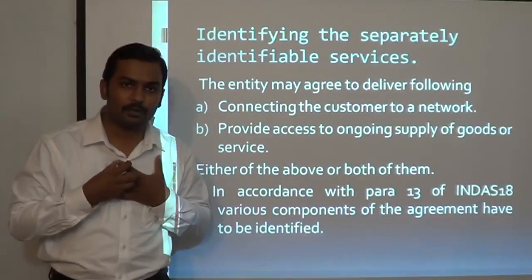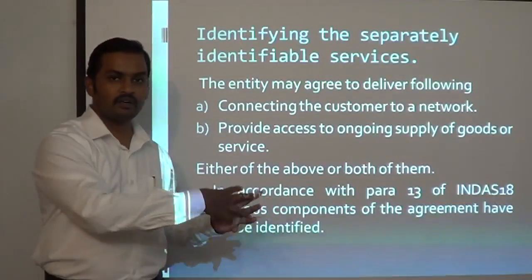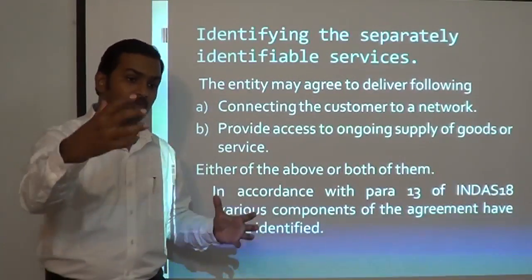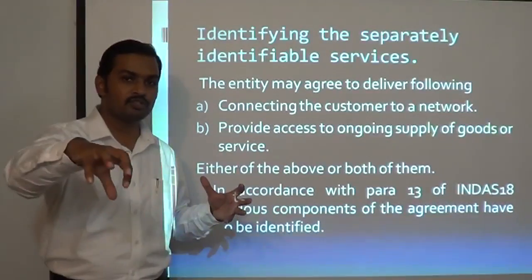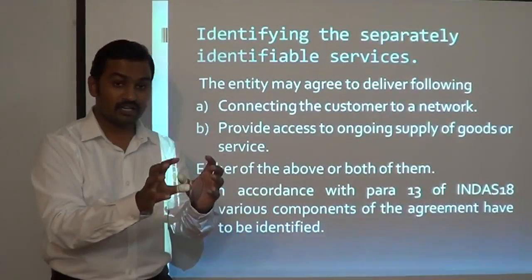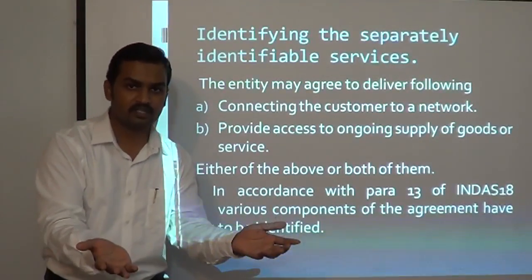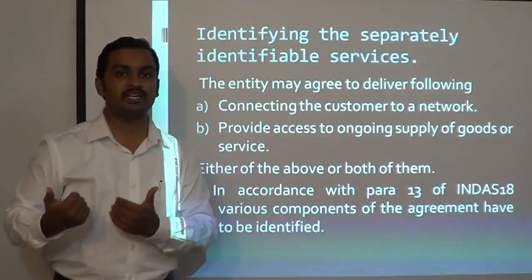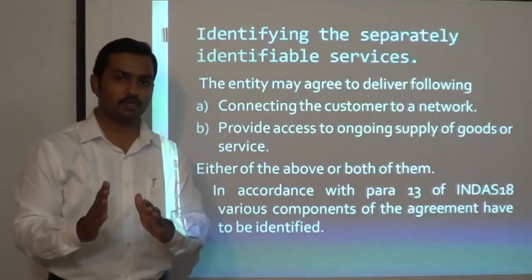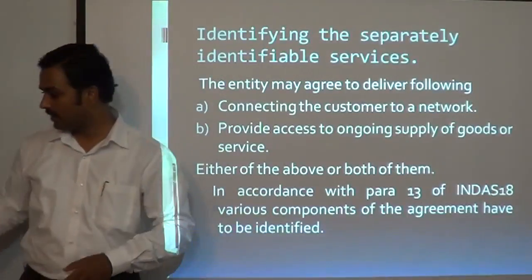I'm receiving an item of property, plant and equipment. In return, one service is I can provide connectivity to the customer, or I'll provide ongoing access to supply of goods and services. That means continuously I'll supply goods and services, or sometimes both. So the revenue has to be split, divided between these two components of the agreement, and then we have to recognize revenue independently for each component based on recognition criteria. Okay, so let us go ahead and learn about it.